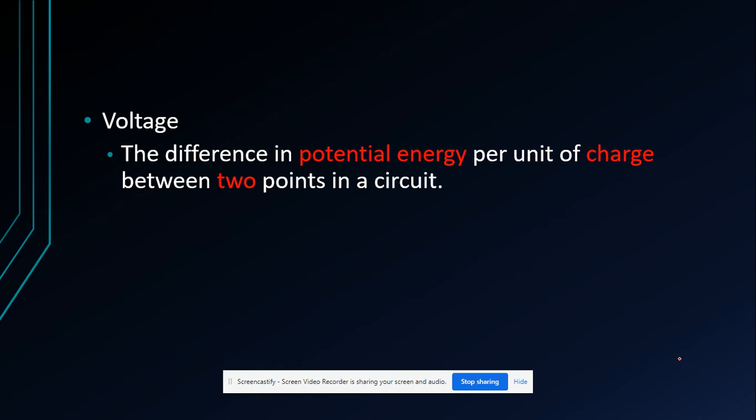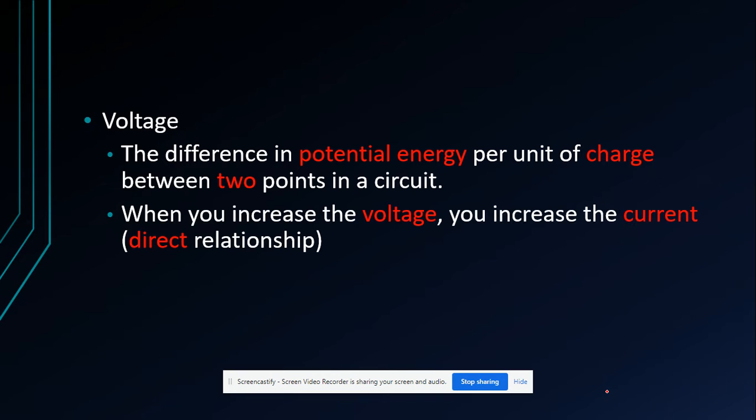So voltage is the difference in potential energy per unit of charge between 2 points in a circuit. So what's the difference in charge from point A to point B? When you increase the voltage, you increase the current. So it's a direct relationship. Resistance was an inverse relationship, and voltage is a direct relationship.